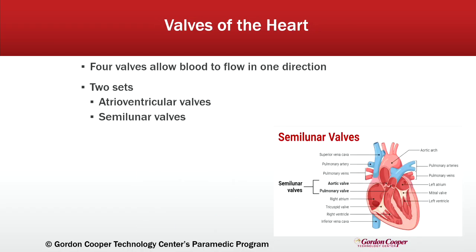So let's talk about some basics. We're going to talk about the valves of the heart. There are 4 valves in the heart that make sure the blood flows in the right direction. You can think of them like traffic lights, making sure everything moves smoothly and in one direction. So we're talking about 2 main sets of valves. We see atrioventricular valves, and then we also see semilunar valves. And we'll talk about those in just a second.